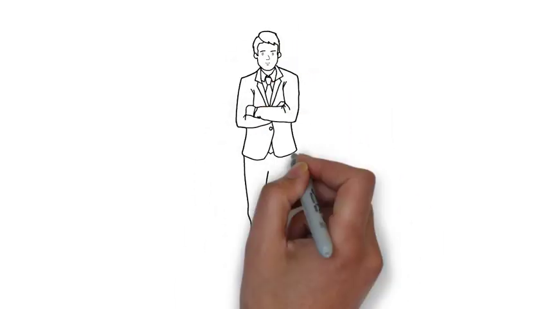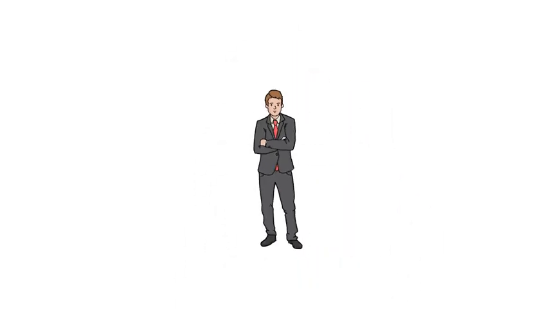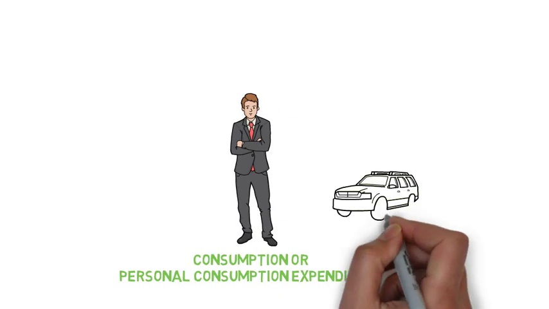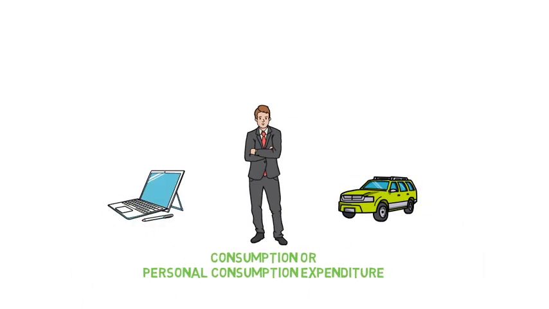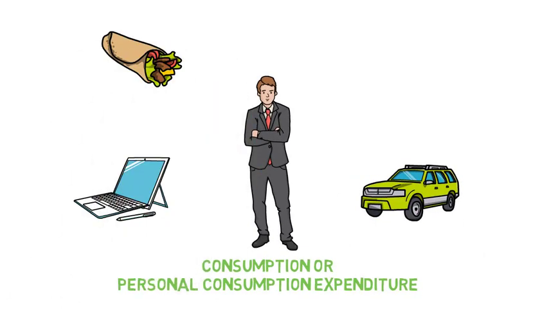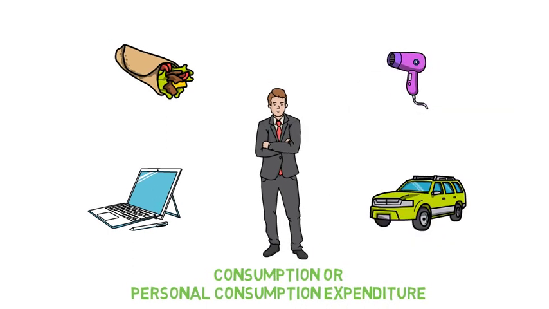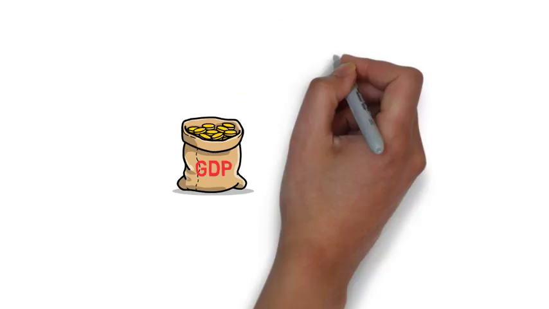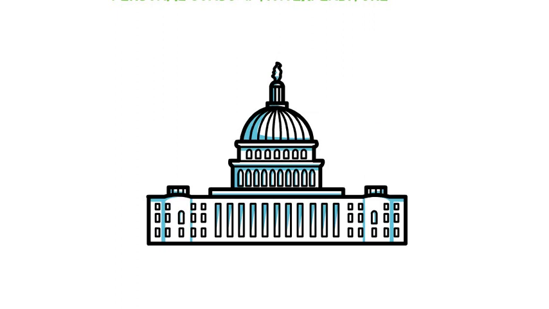Consumption, or personal consumption expenditure, is the money value of whatever we buy. It could be goods like a car or laptops, or services like lunch at McDonald's, a haircut at a salon, or membership of a club. The second component is G, or government spending.